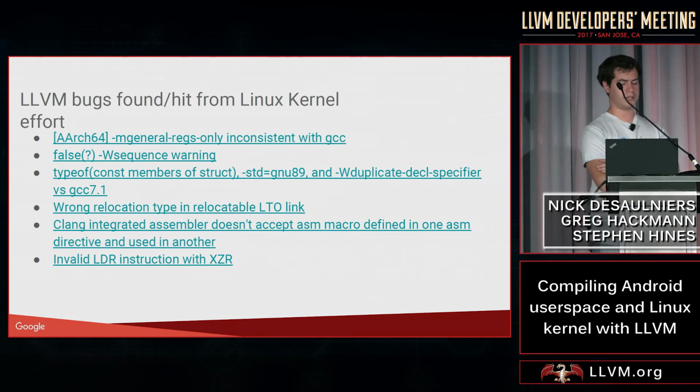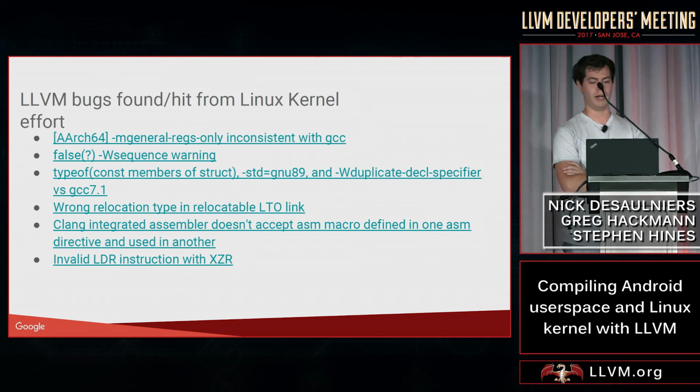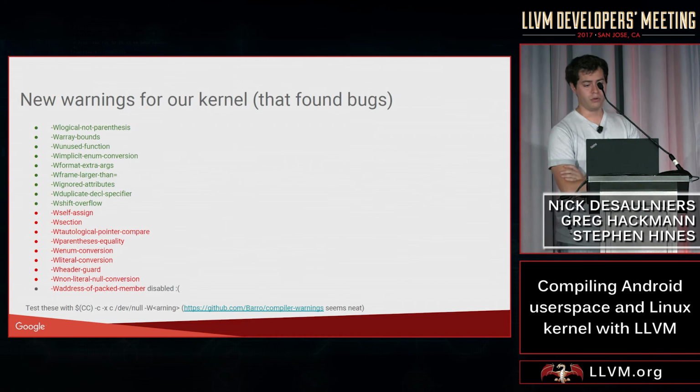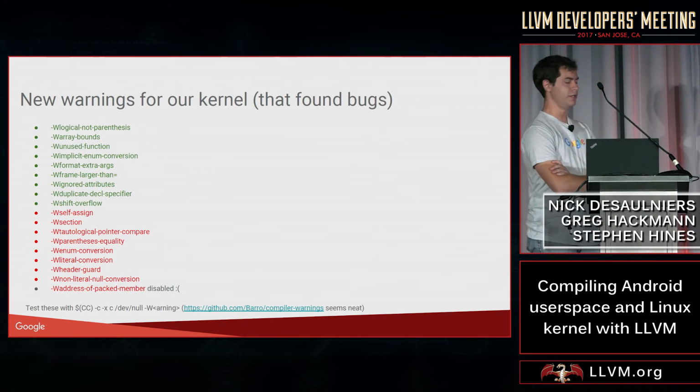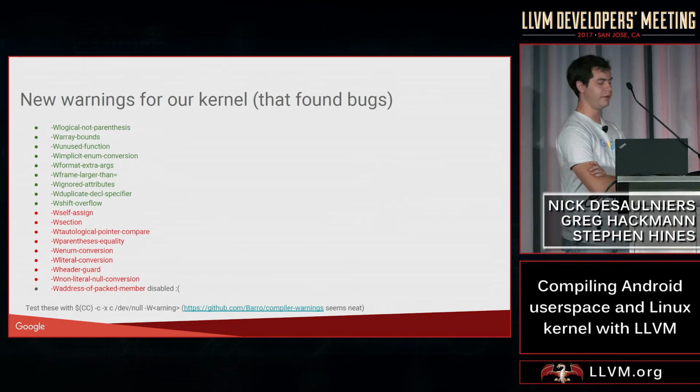So we'll link to these slides later, but these are some of the bugs in LLVM that we found or ran into when building the Linux kernel. Some new warnings that helped us out. So the ones in green here, had we upgraded to a newer version of GCC, we would have gotten for free, but the red ones, I believe, are unique to LLVM and to Clang.